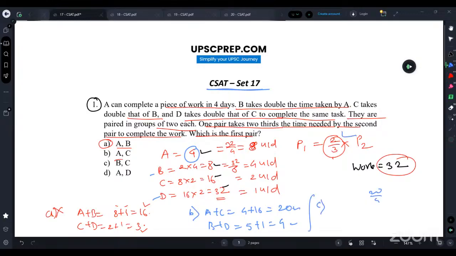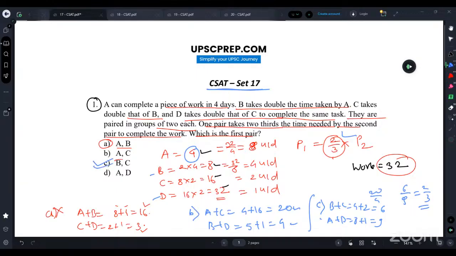Now let's see option C, guys, B and C, right? So B plus C will be how much? 4 plus 2, which is 6. And the remaining one would be A and D. That will be 8 plus 1, so A plus D will be 9. So can you see the ratio of B plus C and A plus D now? 6 by 9 is basically 2 by 3, right? So option C should be the correct answer.